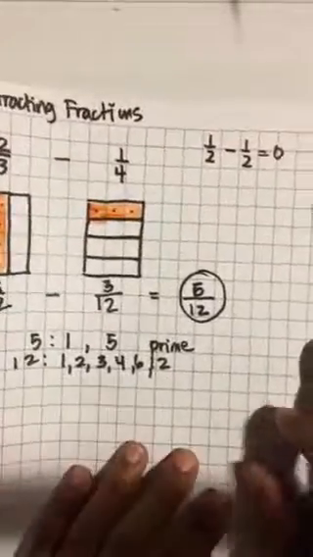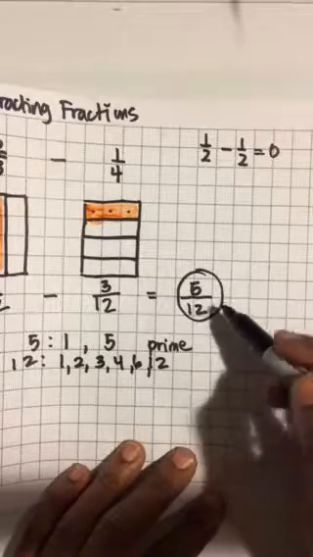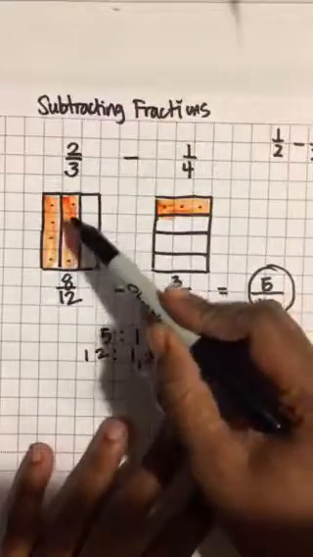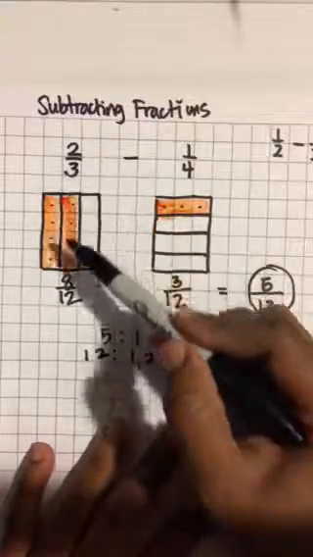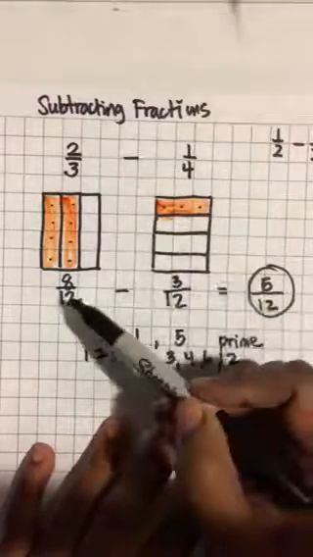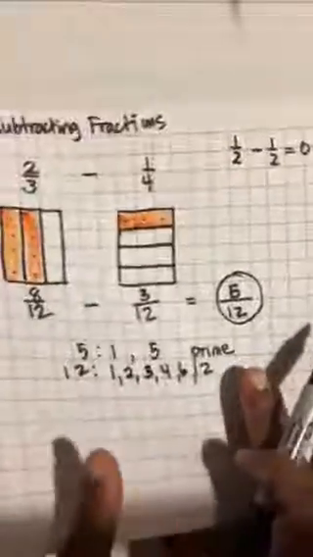Looking back to my estimate, 5/12 is only 1/12 away from the half, which would be 6/12. But I am comfortable with my model. I know that 2/3 equals 8/12. I know that 1/4 equals 3/12, and 8/12 minus 3/12 is 5/12. My estimate is just a little off.